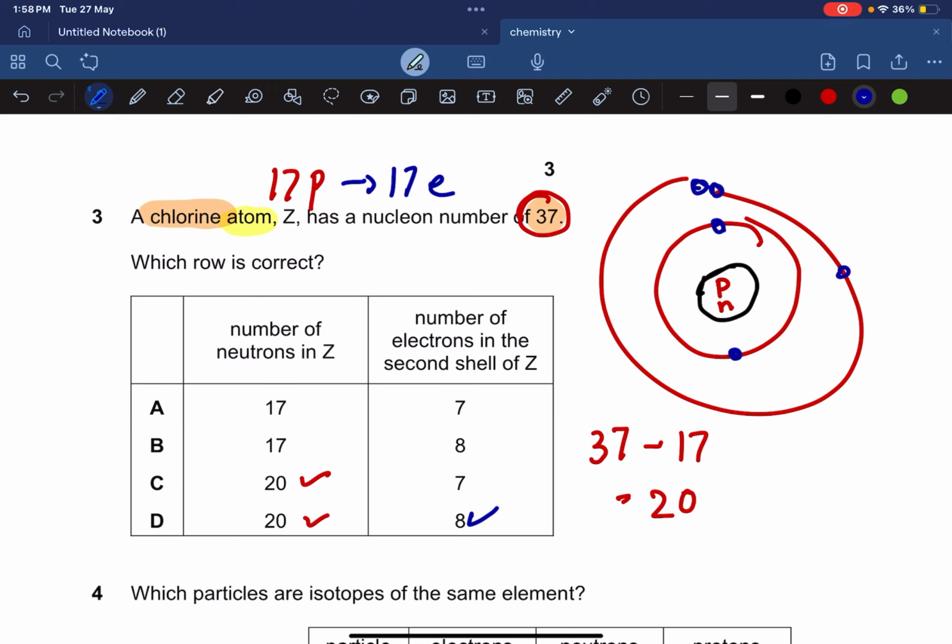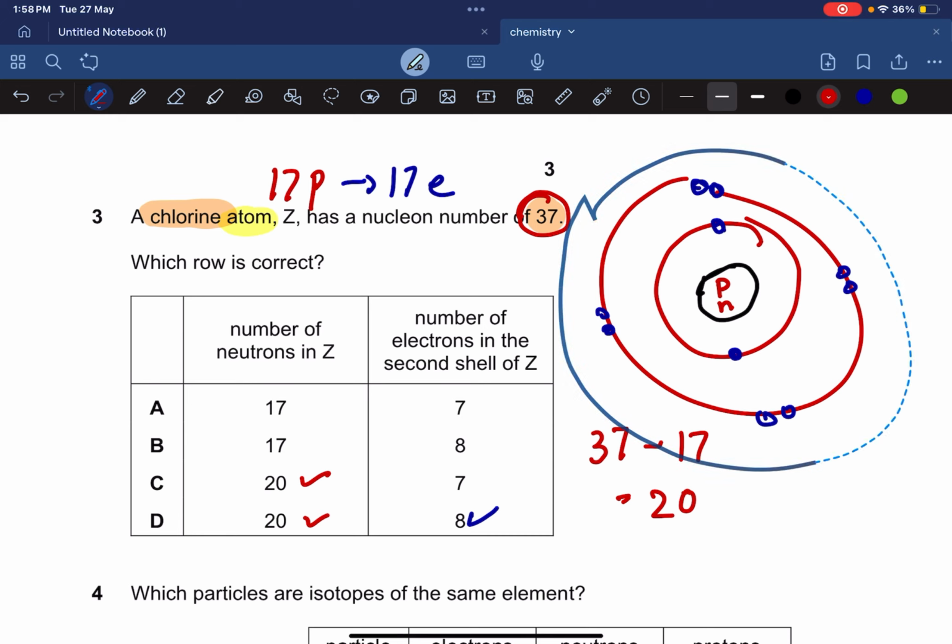1, 2, 3, 4, 5, 6, 7, 8. And because we have to do a total of 17, we have to add more. 8, 9, 10, 11, 12, 13, 14, 15, 16, 17, 18. We've drawn 18. I guess we've drawn one more, so we need to erase this one right here. And we are done with our 17 electrons.